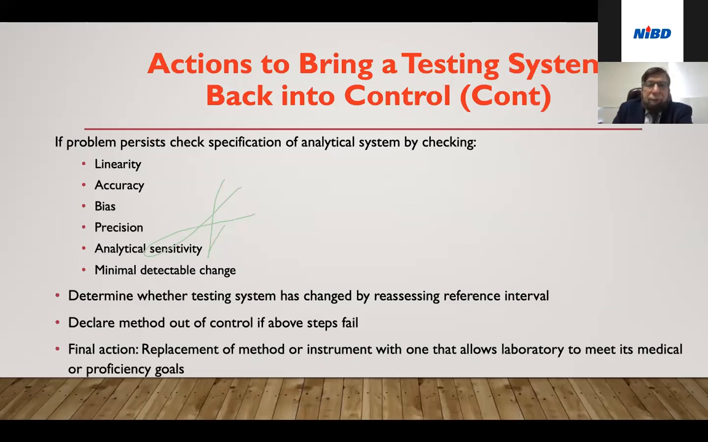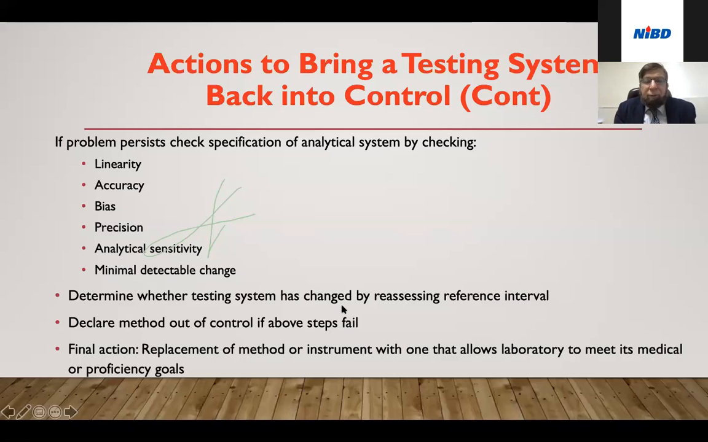So if the problem still persists, then you should go back to the original data of your test. That means the linearity, accuracy, bias, precision, analytical sensitivity, and minimal detectable change. Now, these terminologies, these procedures, are part of the method validation, and we will discuss, as I told you earlier, in a subsequent talk, probably next week. So if the problem persists, we can go to that also. Determine whether the testing system has changed by reassessing the reference interval. You can also check the reference interval.